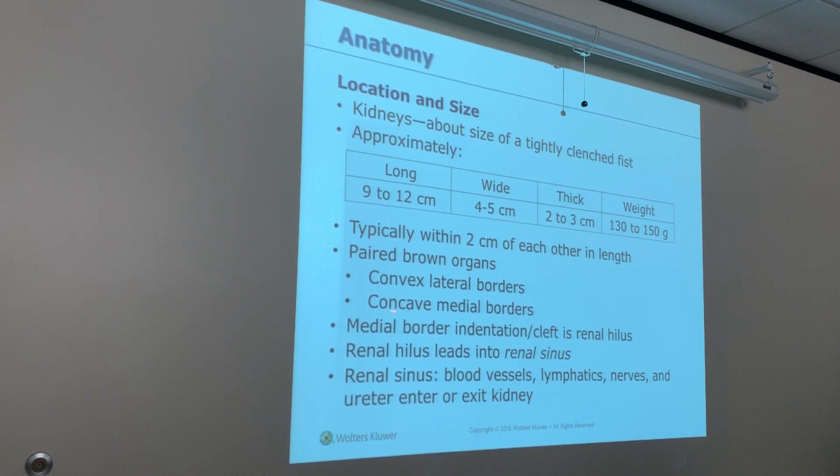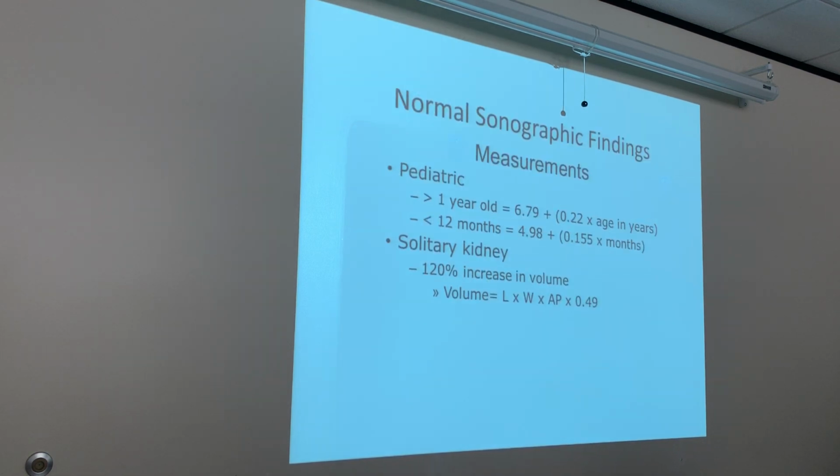So, they're bean shaped, so the hilum area is concave. The lateral outside border is convex. This you do not have at all, but you have to know it.